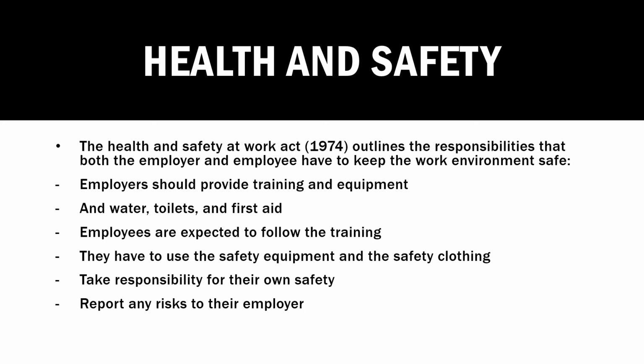Health and safety. The Health and Safety at Work Act 1974 outlines the responsibilities that both the employer and employee have to keep the work environment safe. So employers should provide training and equipment. They should give them water, give access to toilets, and have first aid available. Employees are expected to follow the training. They have to use the safety equipment and the safety clothing that has been given to them. They have to take responsibility for their own safety and report any risks to their employer.